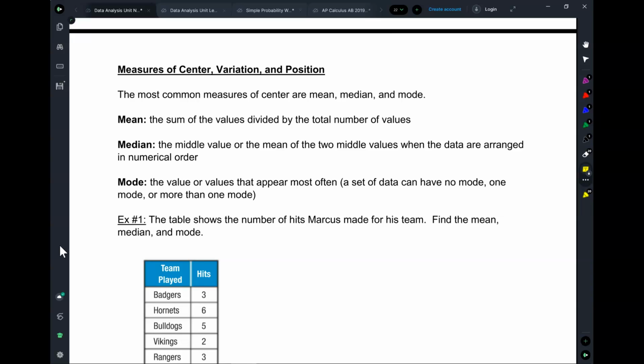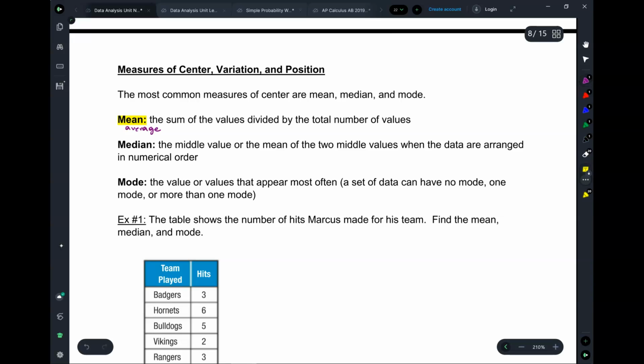Okay, the most common examples are the mean. That's another way to say average, right? So it's like, hey, what's the average of these scores and so on. But we don't use the word average in statistics. We always use the word mean. And it's the sum of the values divided by the total number of values, right? You guys know how to take an average.